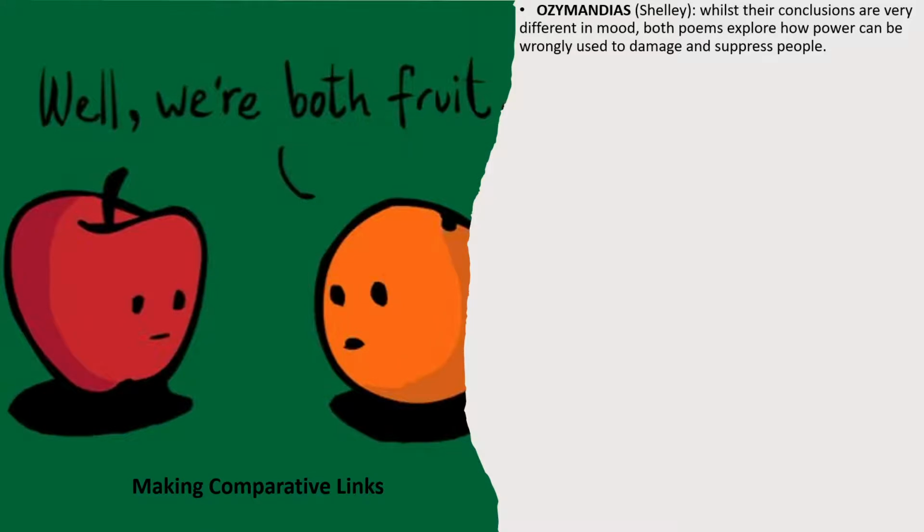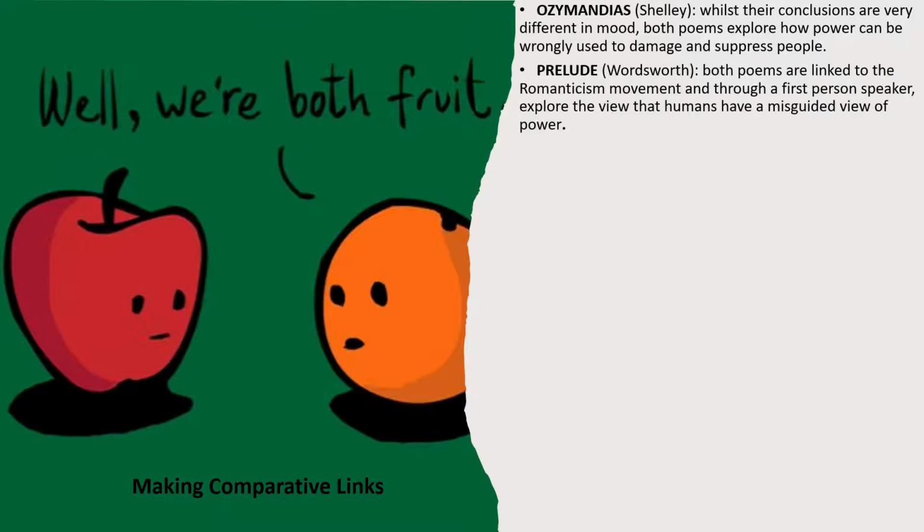Let's start with Ozymandias, so Shelley's poem. Whilst both poems have conclusions that are very different in their mood, they're both exploring how power can be wrongly used to damage and suppress people. And that, I think, is a really interesting way to go. And we can talk about the context of both poets and their feelings about society. And that's a really good way into comparing the way in which they put those ideas across in those two poems.